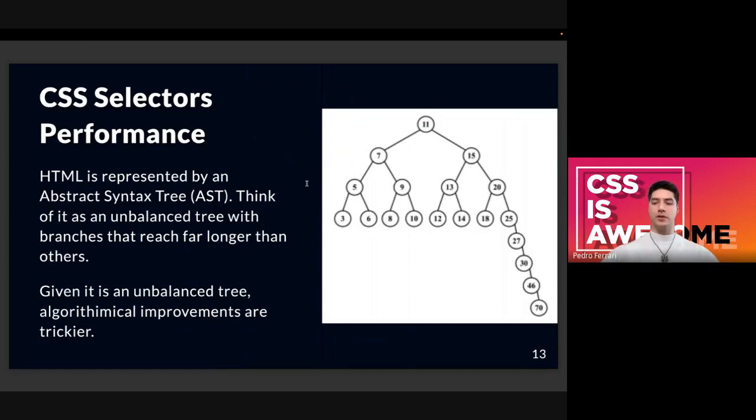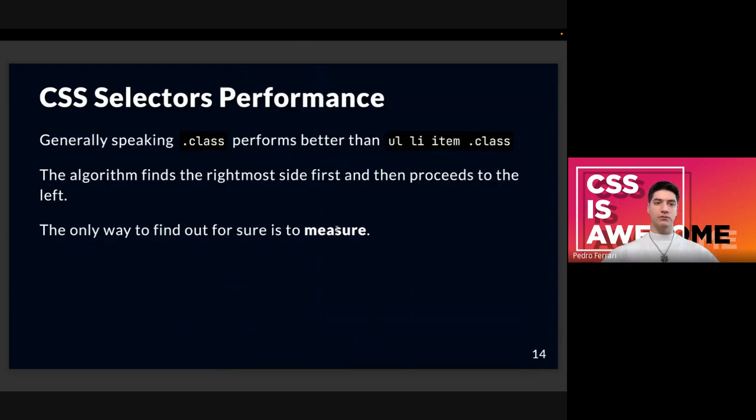That's why it's important. Generally speaking, if you target something directly with just a class, that performs better than if you target something like this. If you don't really need this specificity, use the less specific one, always. That's a good rule of thumb. Whenever you don't need more specificity, just don't use it. Then you increase performance. By how much? I don't know. You have to measure it, right? The only answer is to measure it.